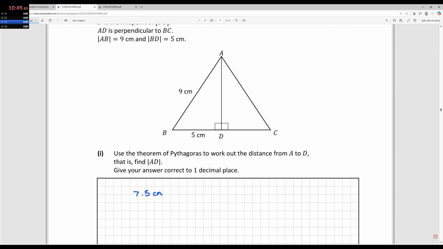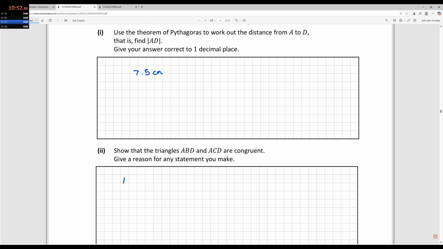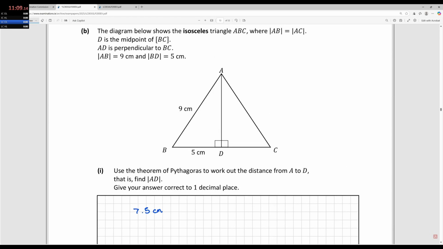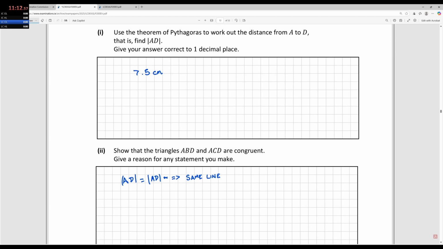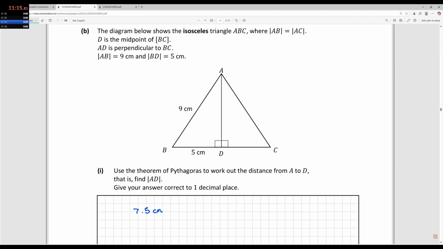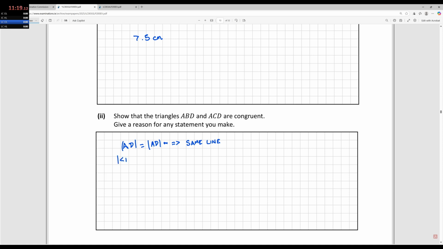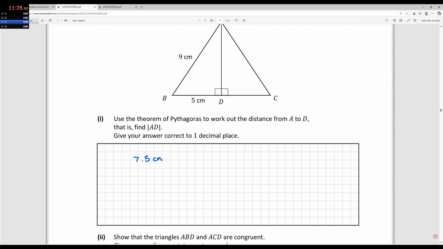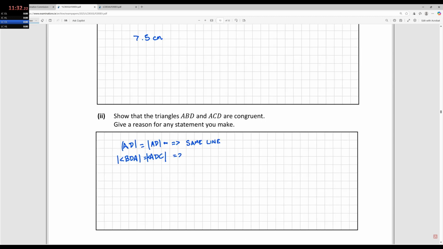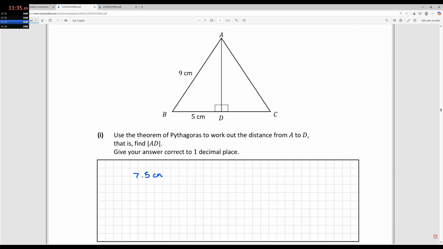Show that the triangles are congruent. Give a reason for each statement you make. AD is equal to AD, because it's the same line. We can say they both have an angle of 90. I think it was this ADC, yeah. Because it's about 90. I'm not using the arrows right. Don't necessarily copy that down.